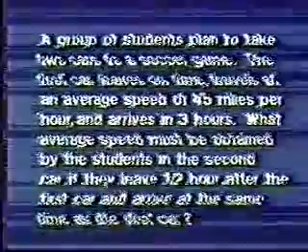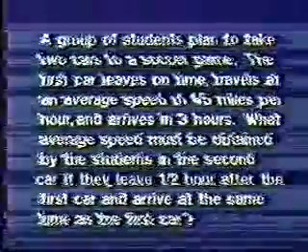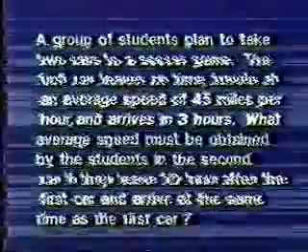Let's turn our attention now to a distance problem and concentrate simply on setting up the equation to solve this problem. The problem says a group of students plan to take 2 cars to a soccer game. The first car leaves on time, travels at an average speed of 45 miles per hour, and arrives in 3 hours. What average speed must be obtained by the students in the second car if they leave 1/2 hour after the first car and arrive at the same time as the first car?